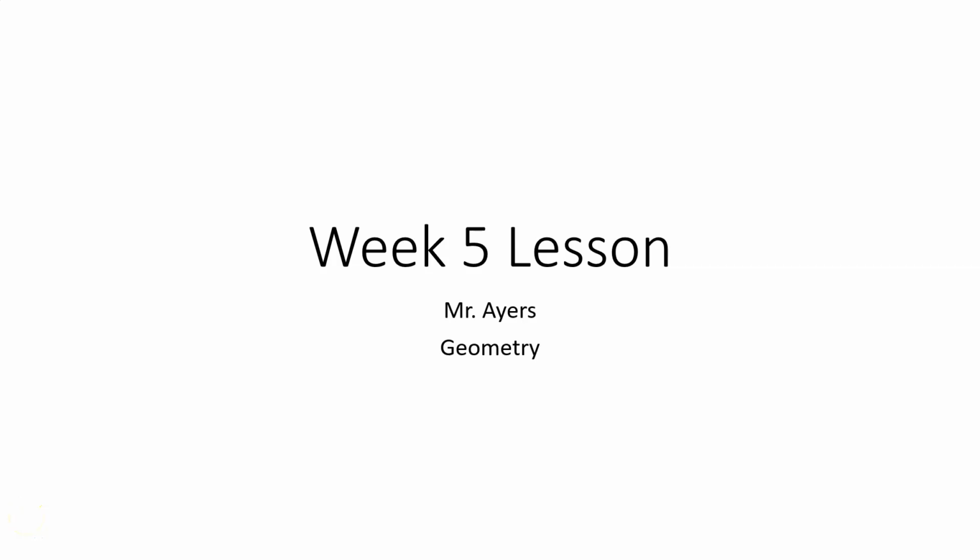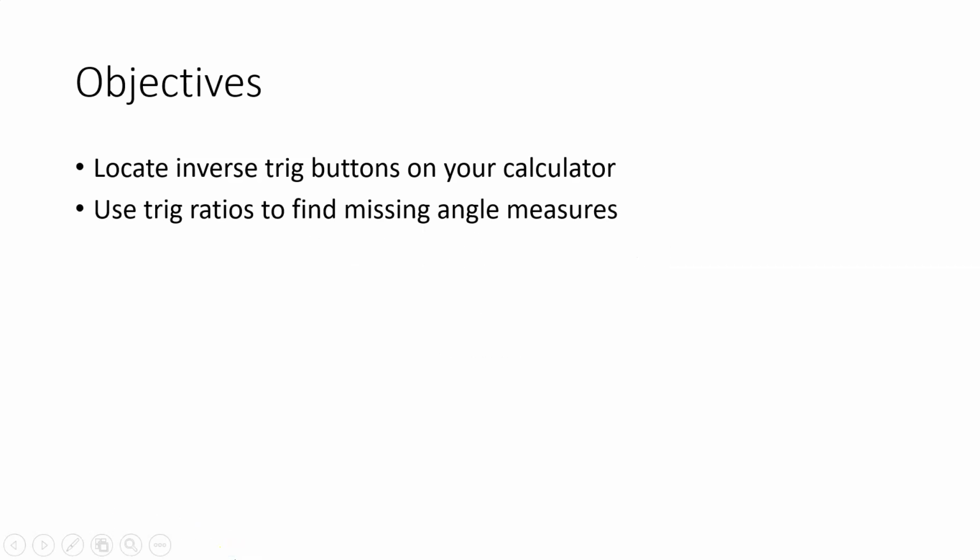Ayers this time. I looked for some videos over finding angles using trig ratios. Couldn't really find a good one, so I figured I'd make my own. All right, so I've got two goals. It should be a pretty quick presentation. I'm going to locate the buttons on your calculator that you're going to use to do this, and then use the trig ratios to find missing angle measures.